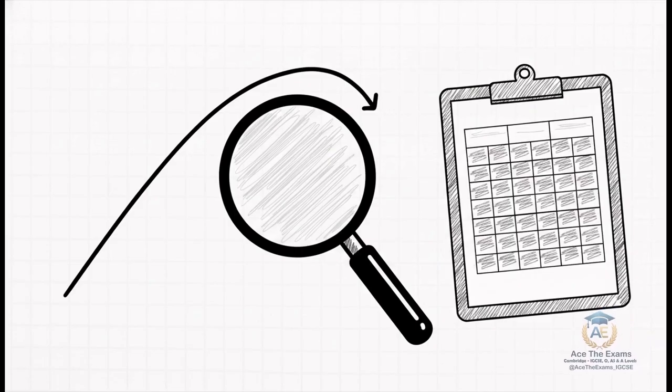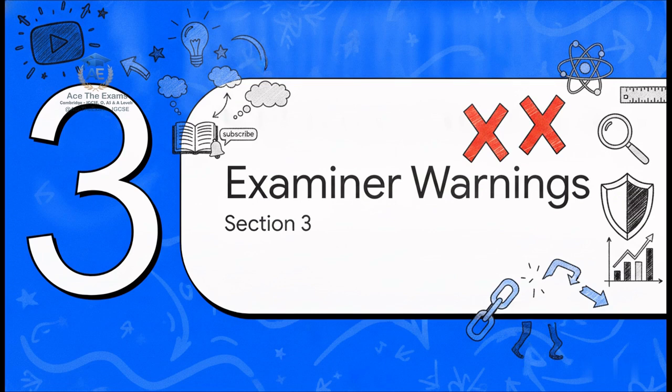Drawing evidence-based conclusions means pointing directly to the specific data point in the provided table where the extension visibly ceases to be uniform and stating confidently to the examiner, based on data point X, this is where we have reached the limit of proportionality. Section 3, Examiner Warnings.